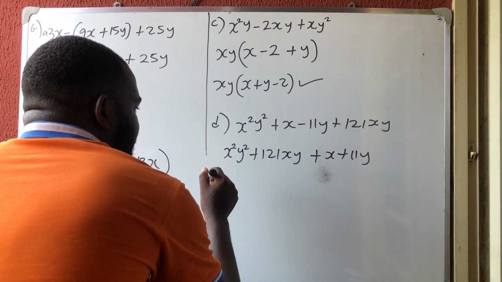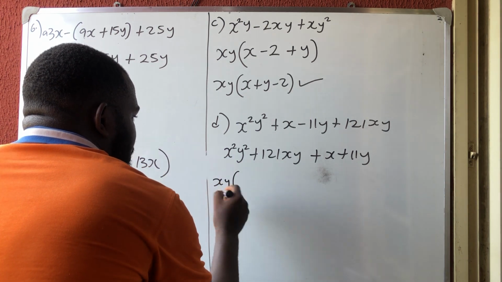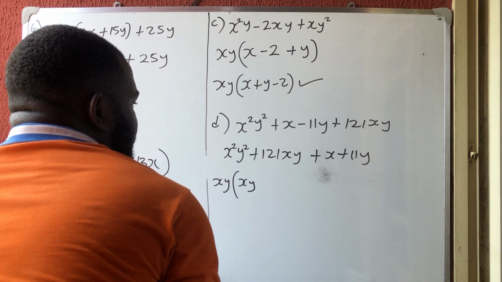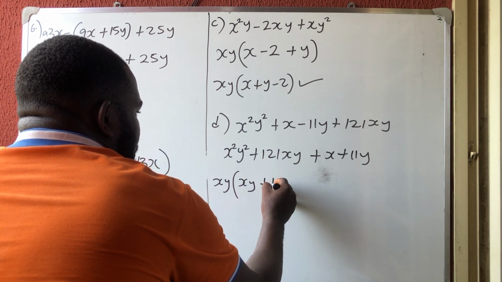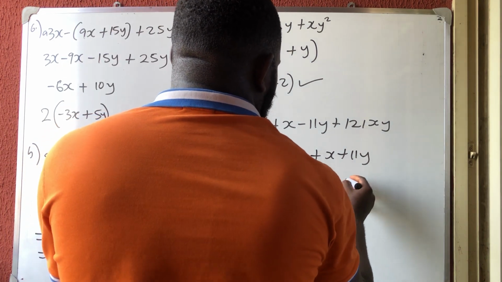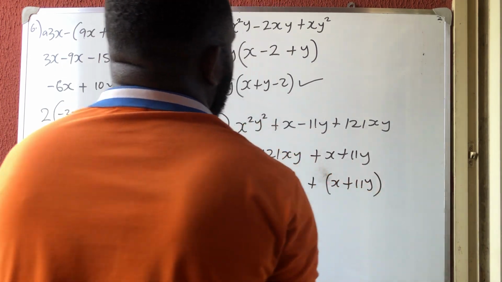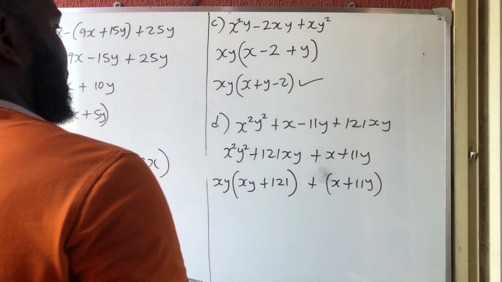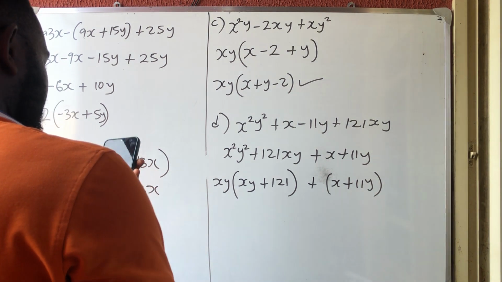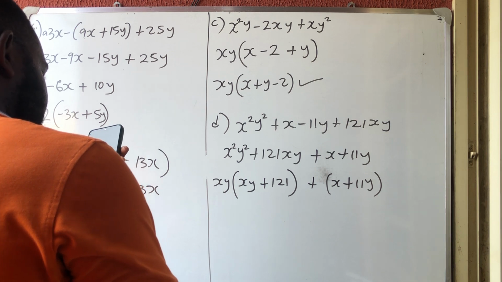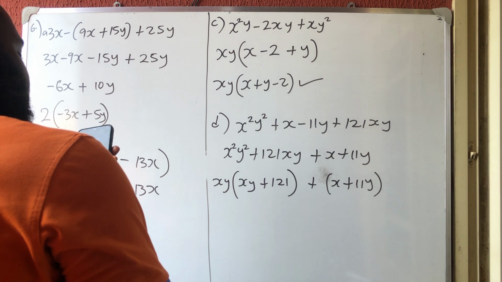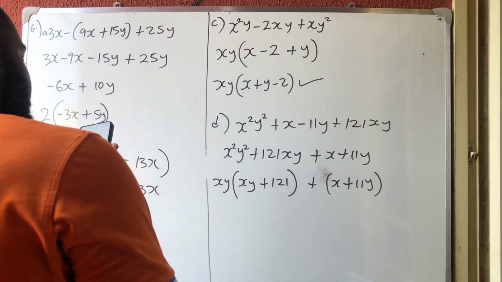They have x and y in common. When this divides by this, I'm having xy together here. When this divides by this, I'm having 121. Then plus x plus 11y. Okay, so I think that's just what you can do. I don't think you can do any other thing there, or that you do it the other way I did it. They are all the same result.